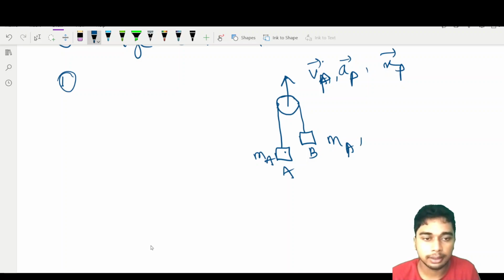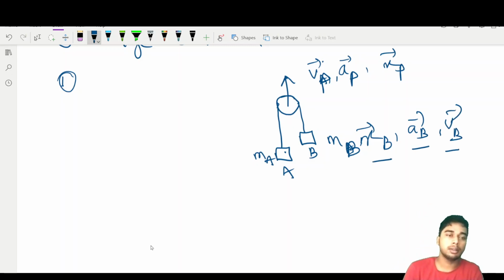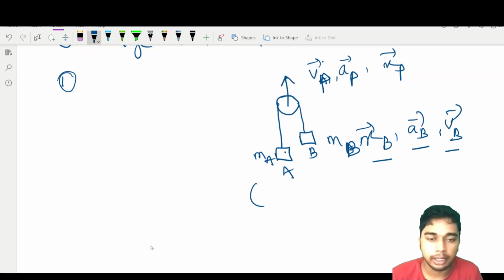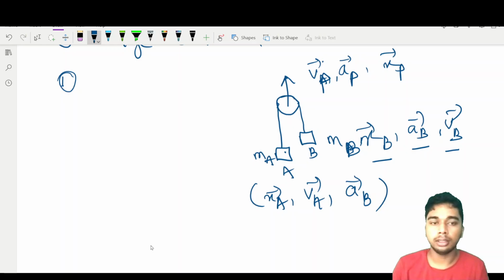Similarly, for this case, I'll consider XB, AB, and VB. These are the position, acceleration, and velocity. Correspondingly, the coordinates for A will be XA, velocity VA, and acceleration AA. So they are connected by simple relations.